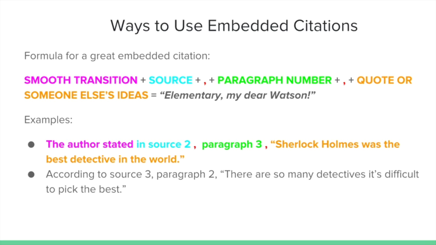And you can kind of see another example down here. We've got according to source 3, comma, paragraph 2, comma, quotation: there are so many detectives, it's difficult to pick the best. Okay, so that in a nutshell is how to use embedded citations. We are going to go over this a little bit more in detail as far as those transitions part, but the rest of it is pretty easy to see there.